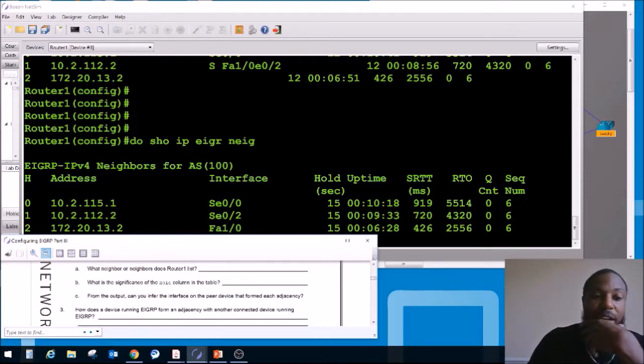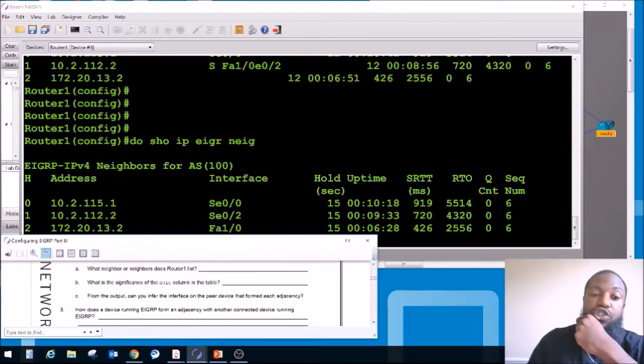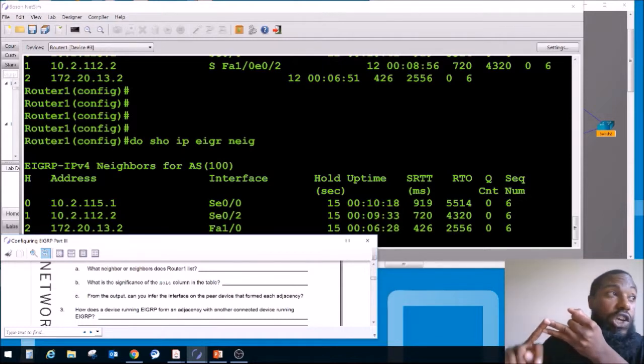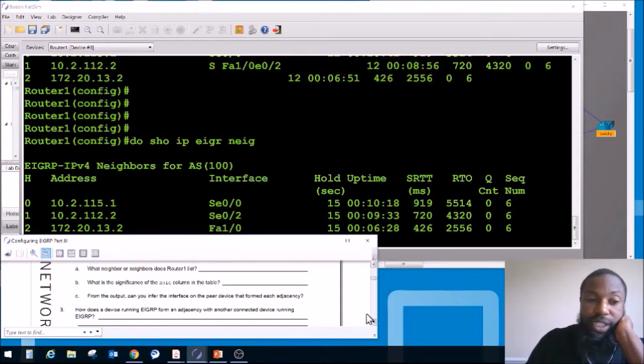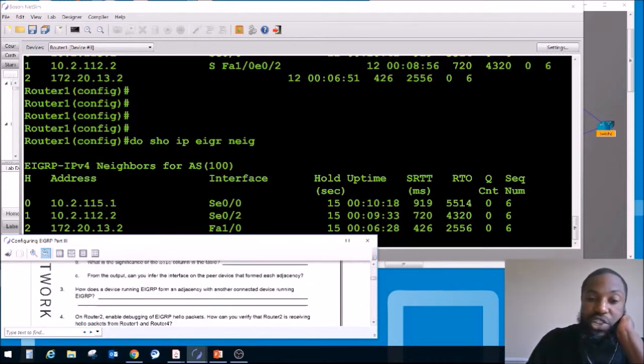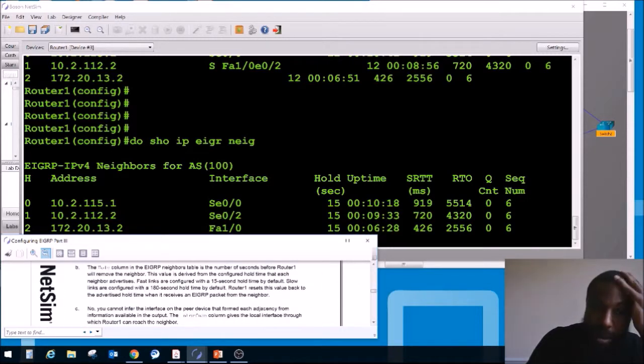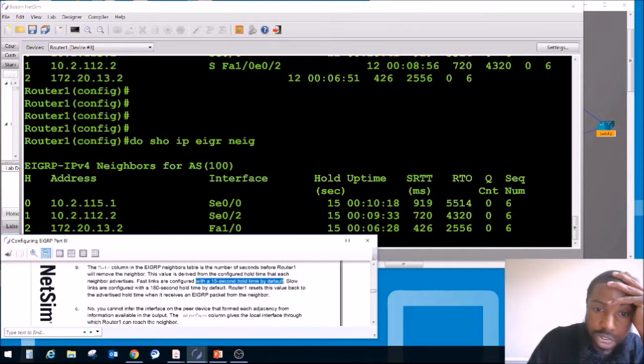What's the next question? How does a device running EIGRP form an adjacency with another connected device running EIGRP? Well, it forms an adjacency when both interfaces are up, when they say hello and their parameters match, like the hello timer has to match and the K values have to match. Let's go to the answers and see. Task 3, question 3. The whole column is the number of seconds before router 1 will remove the neighbor, like we said, 15 seconds on faster links, and slow is 180.